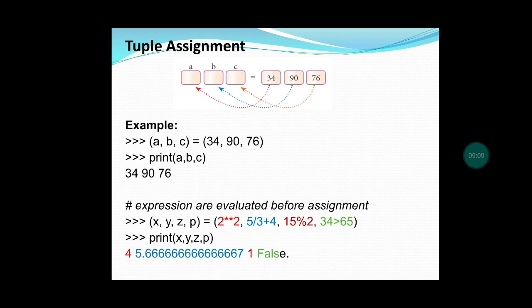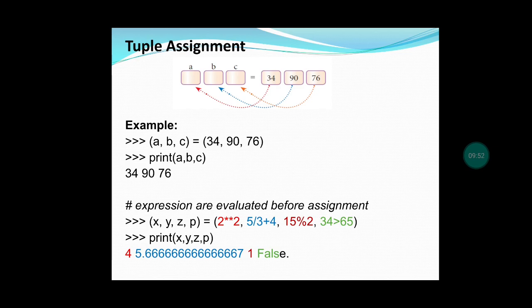Next, how the tuple values will be assigned if you are using more than one variable. It is given as A, B, C equals 34, 90 and 76. So the first value will be assigned to A, the second value will be assigned to B, and the third will be assigned to C. We are also giving the values 34, 90, 76, and we are printing, so the same values will be printed.